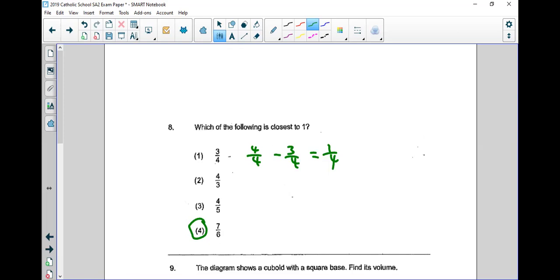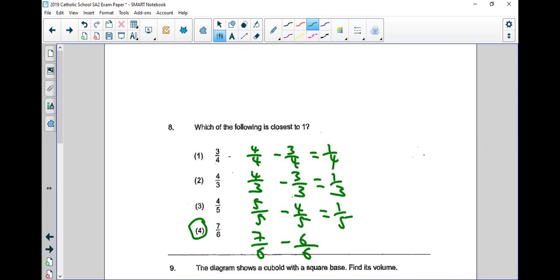Okay, how about 4 over 3? 4 over 3, what is your 1 whole? 1 whole is 3/3 with the same denominator. So you have another difference. What is 4/5? So you take 5/5 minus 4/5 to get the difference, which is 1/5. And 7 over 6 is an improper fraction. You minus 1 whole, which is the same denominator, you get 1 over 6. So which is the closest to 1? You look for the smallest fraction. The smallest fraction is the one with the biggest denominator, and that is the closest to 1.